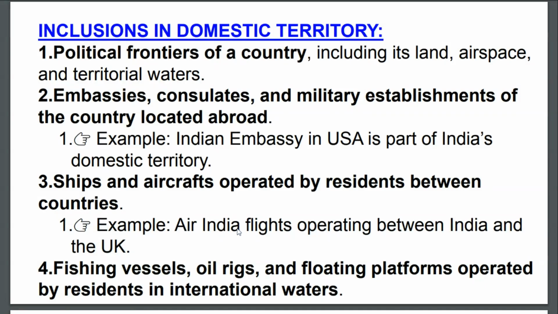I would like to add again, certain ships and certain flights may never come to India, but if owned by an Indian, then its operations and its earnings are very much part of our domestic income. Right, fishing vessels, oil rigs, and floating platforms in international waters are all examples of our domestic territory. For example, if an Indian owns an oil rig in Gulf nations, or as I said, fishing vessels going to international waters or the waters of other countries for fishing activities, they are still part of our domestic territory, right?